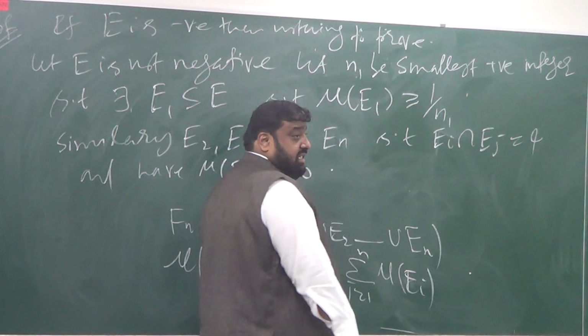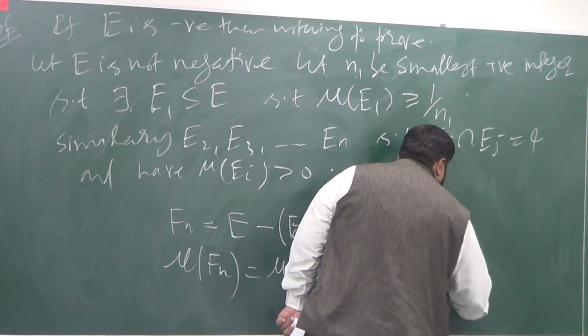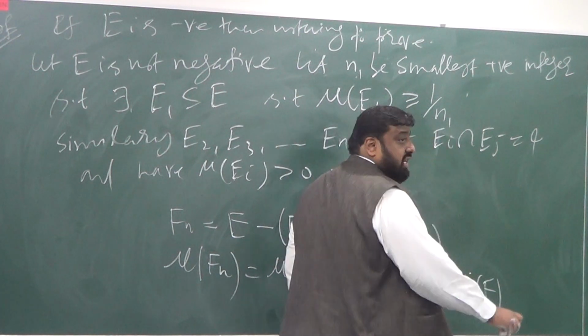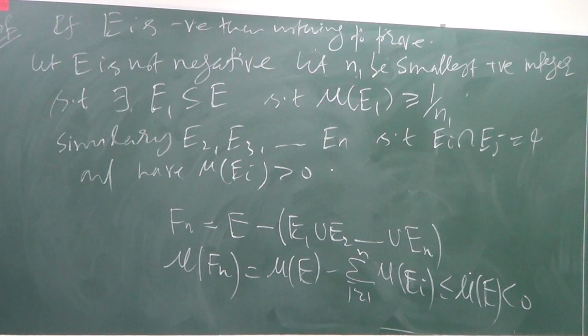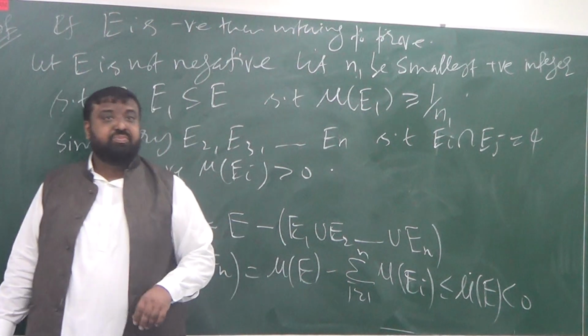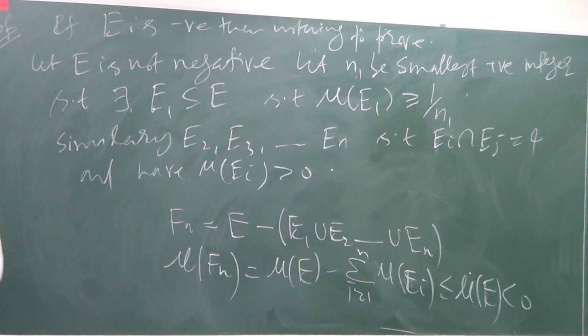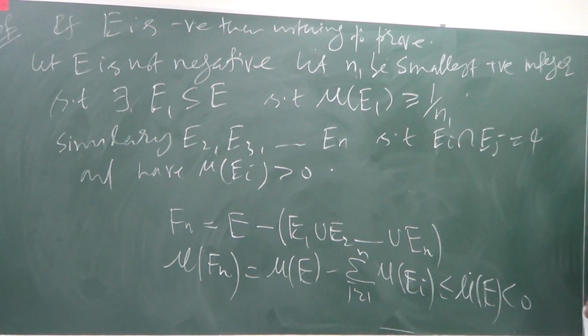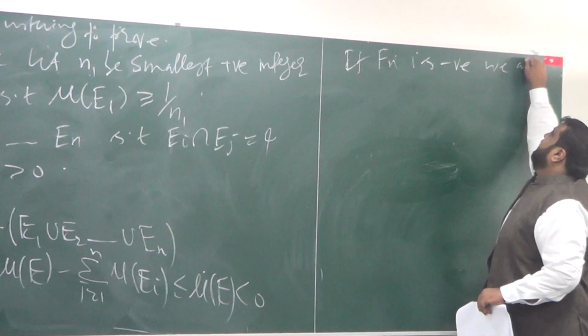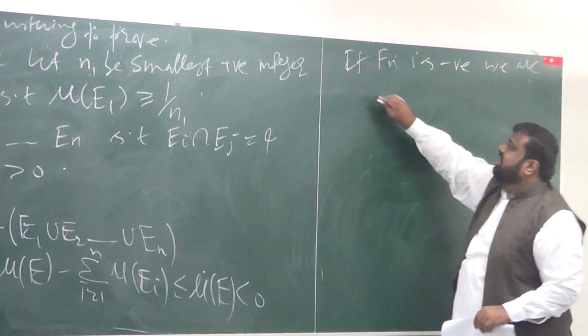And since all these guys are positive, this must be less than or equal to mu of E, which has a negative measure. So what does this show? That mu of Fn has a negative measure. Does this make Fn negative? Not necessarily. So if Fn is negative, we are done.